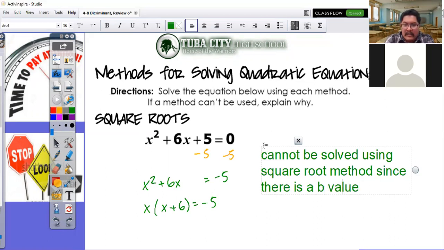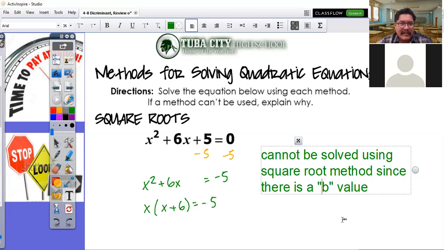So we cannot solve this because there is a b value, and that's kind of what I was pointing out before we started this one here. And again, if I were to keep going with this, I bet we could, because, you know, breaking it into the factor, we have x equals -5 and x plus 6 equals -5, which would have to be -1 or something like that. Well, it wouldn't work on this one here, but that's why we say cannot be used solving square root method.